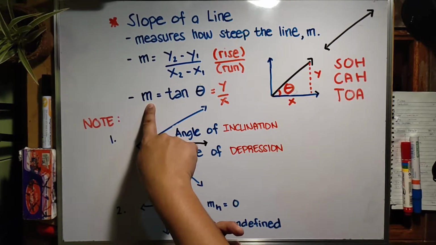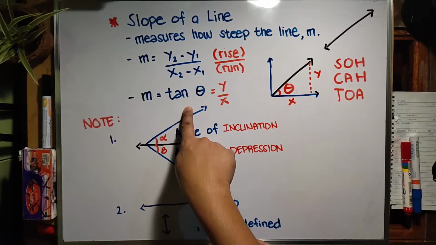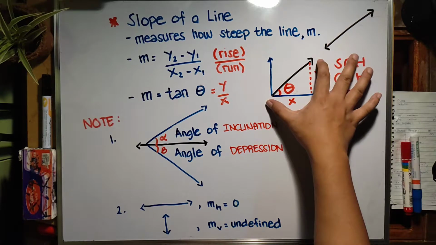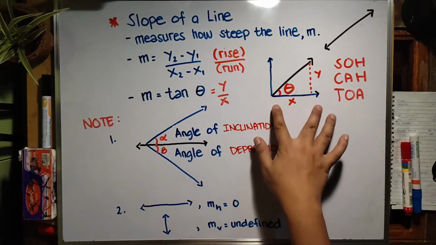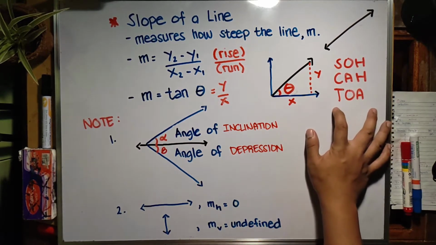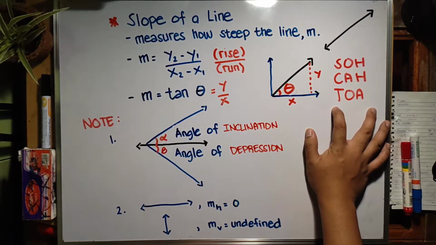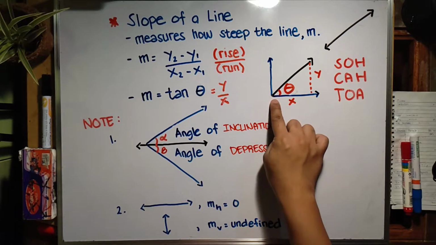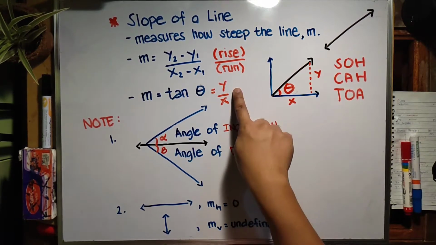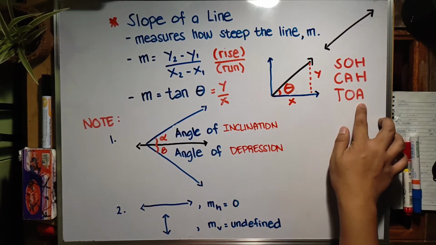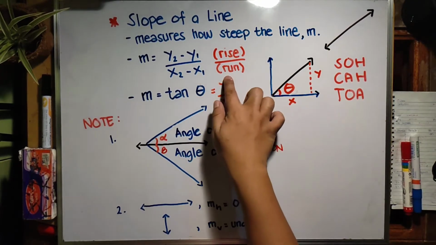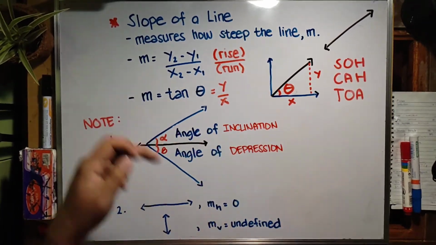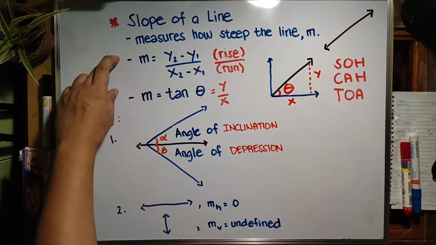And also, we can solve for m using tangent theta, where theta there is the angle between the horizontal axis and our line. So, the angle between them. Okay, according to trigonometry, if we will review it, tangent theta is just the opposite over adjacent. So what is the opposite of theta? Which is the y, which is the rise. And the adjacent of theta is the x, which is the run. Still, it will follow rise over run. Okay, take note of these two equations.